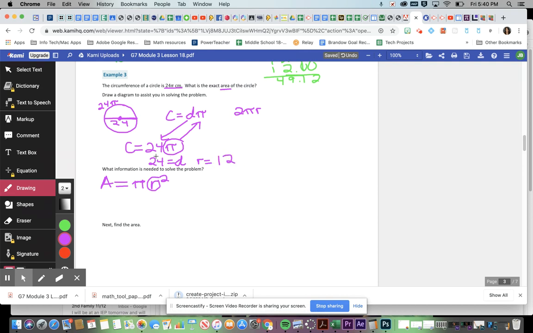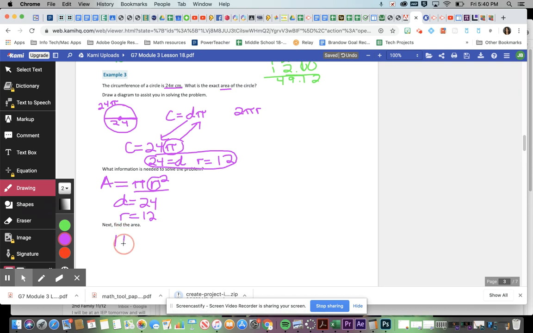So this information right here, what is the information you need to know? Well, you have to know the diameter. We already figured that out as 24. We have to know the radius, which is 12. And we have to know this formula, pi r squared. And then to figure it out, we could just simply put in our numbers.